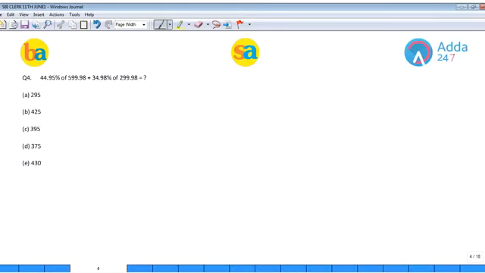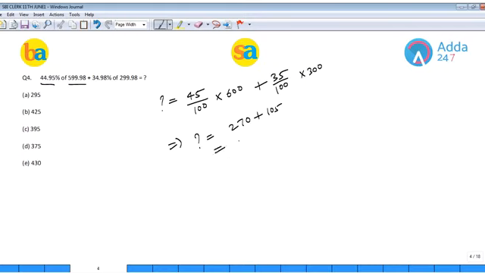Question number 4. 44.95% of 599.98 plus 34.98% of 299.98 is equal to question mark. So we can also write it as question mark is equal to 45 upon 100, that is 45%, the approximate value of 44.95, into 600, that is the approximate value of 599.98, plus 35 upon 100, that is 35%, the approximate value of 34.98%, into 300. So this implies question mark is equal to 270 plus 105, that will be equal to 375. So D is the correct option.